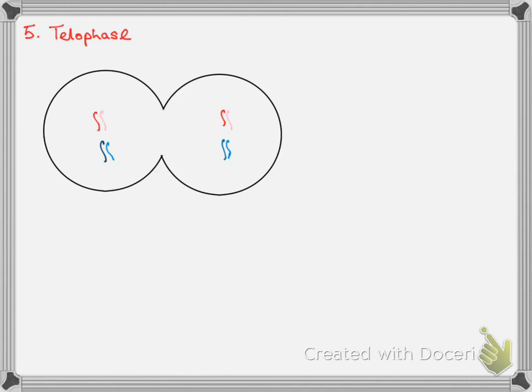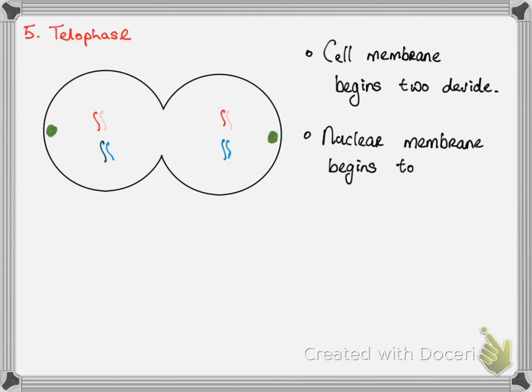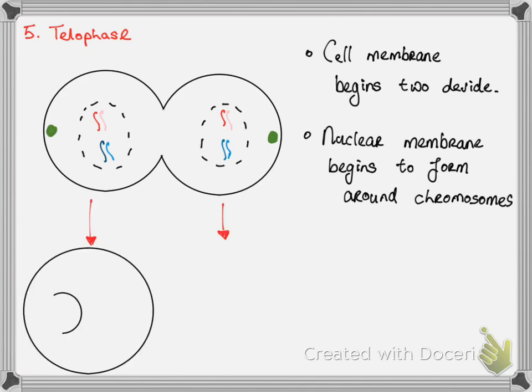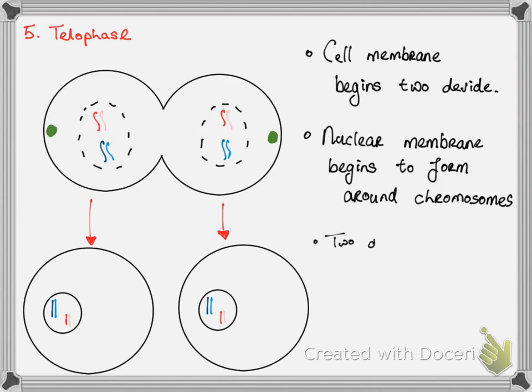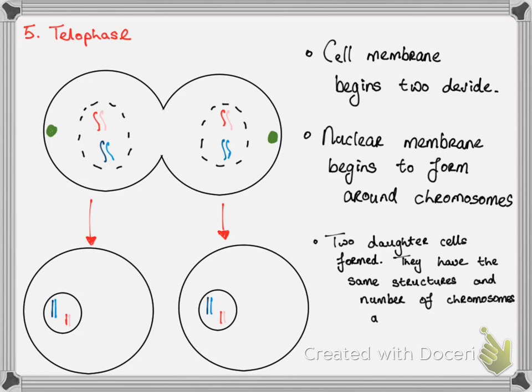This then brings us to the last stage, which is telophase. And telophase is when the cells start to separate. So cell membranes begin to divide. Nuclear membranes begin to form around the chromosomes until two identical daughter cells are formed. These have the same structures and number of chromosomes as the parent cells. They are also diploid, so they'll both have 46 chromosomes.